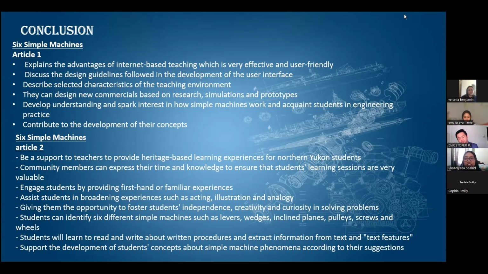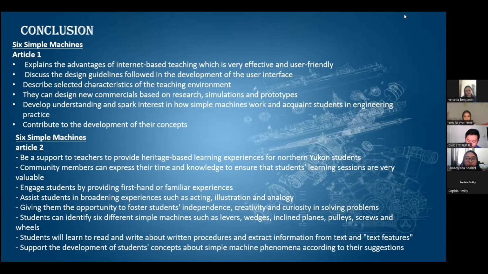The first article tells about a web-based module for learning and designing with simple machines. Based on the article, it explains the benefits of internet-based teaching, which is very effective and user-friendly. It also discusses the design guidelines followed in the development of the user interface. In addition, it describes selected characteristics of the teaching environment.